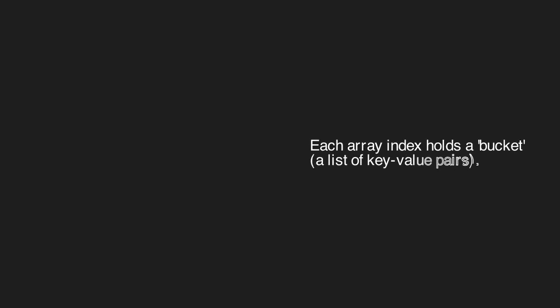In the chaining approach, instead of storing a single value directly in the array slot, each index in our array will hold a bucket. In Python, we can easily represent this bucket as a list. This list will store multiple key value pairs that happen to hash to the same index.